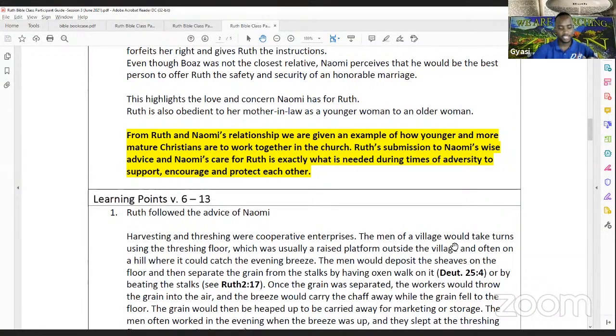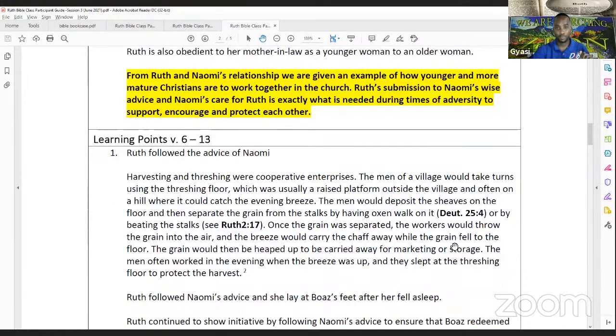She listens to her. When Naomi tells her in chapter 3, verse 3, she says, wash yourself and anoint yourself, put on your best garment and go down to the threshing floor. But do not make yourself known to the man until he has finished eating and drinking. And in verse 4, she says, then it shall be when he lies down that you shall notice the place where he lies, go in, uncover his feet and lie down, and he will tell you what you should do.